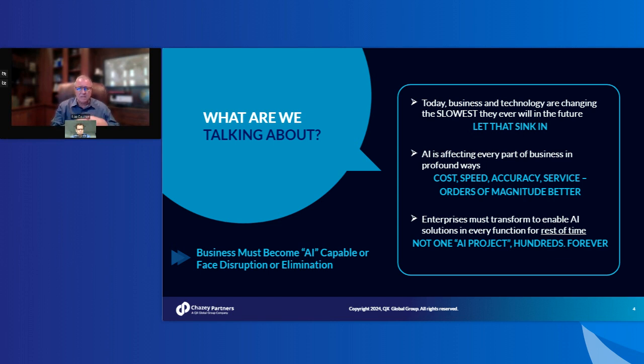So a couple of things to set us off. Today, business and technology are changing the slowest that they ever will. That is hard to grapple with, and it may be hard to see because we get blinded by the things that are immediately in front of us, but AI is affecting every single aspect of business. We're talking multiple orders of magnitude, hundreds or thousands of times better, faster, cheaper, more accurate. Instead of being really great at customer service, we disintermediate the need for service altogether. Truly groundbreaking and changing ways of business.